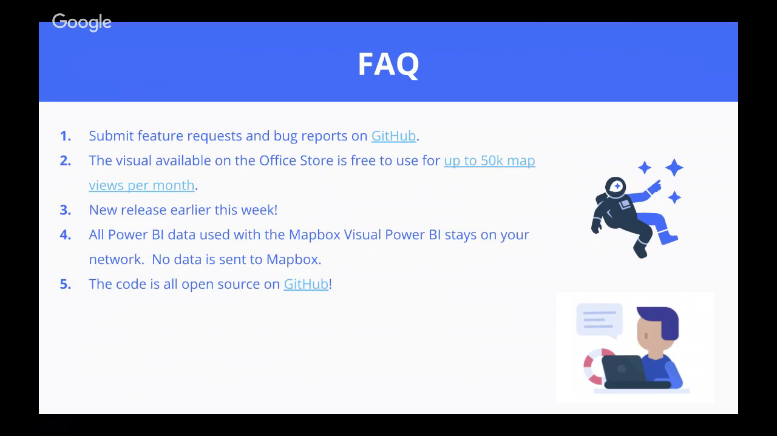A couple other housekeeping items and FAQ. You can submit feature requests and bug reports on our GitHub repo. This repo is also open source, so you can go in and check the code that's underlying the visualization. You can clone down the branch, and if you're a developer, you can make any tweaks and alterations that you want.